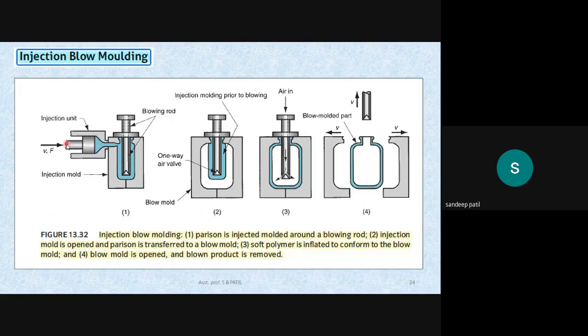In the same figure, you can see that the plastic material is getting injected into this blow molding process. While getting injected, it is injected with some velocity V, the speed of this ram, and force F, the compressive force applied to this ram in the injection unit. The rest of the process is the same: taking the material, then blowing air so that it takes the shape of the mold cavity, getting the output, and the part is removed.